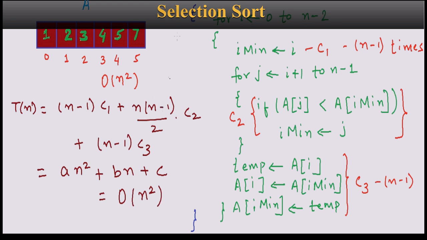Selection sort is a slow sorting algorithm. Big O of n square is not the best running time for a sorting algorithm. So this was selection sort algorithm and its time complexity analysis.